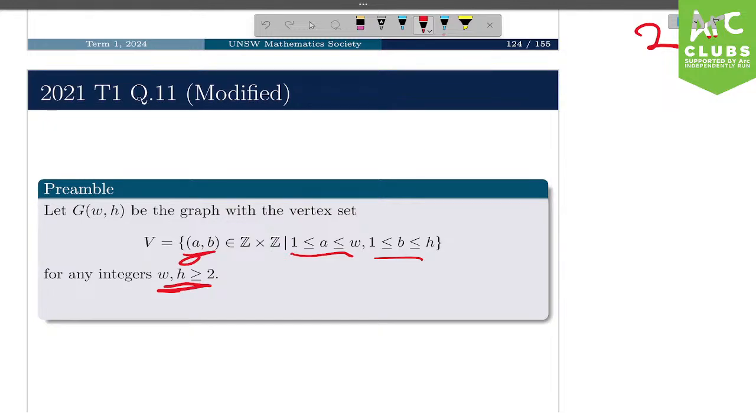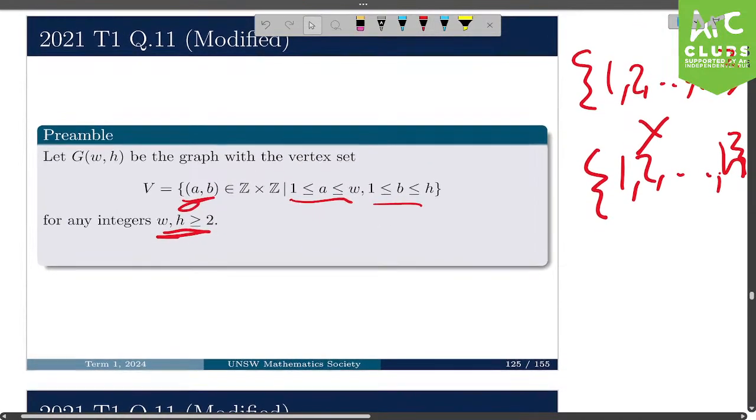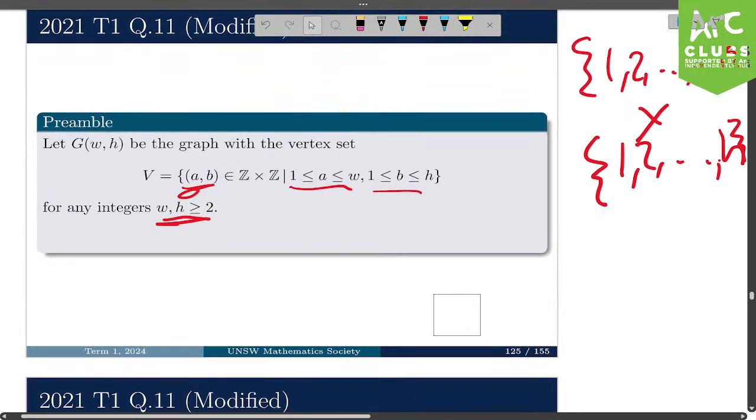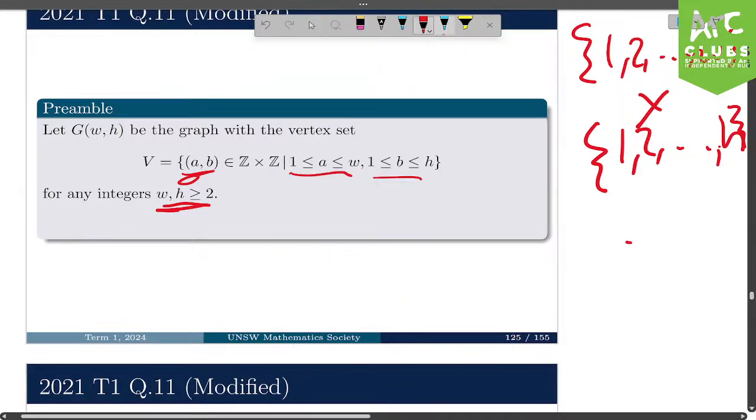Okay? So in a sense, this is almost like a Cartesian product between, say, the sets 1, 2, up to W, Cartesian producted with 1, 2, up to H. Cool. So hopefully that setup is clear. So these are tuples of integers bounded by W and H.